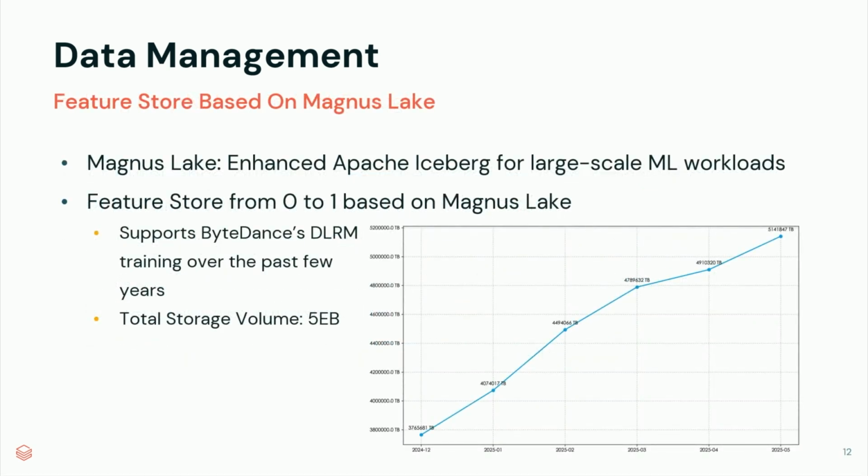So this led us to build Magnus Lake, which is an enhanced version of Iceberg. And it is especially for the large-scale machine learning workloads. And now it is storing more than 5 exabytes of the data and has powered the feature store across ByteDance over the past few years.